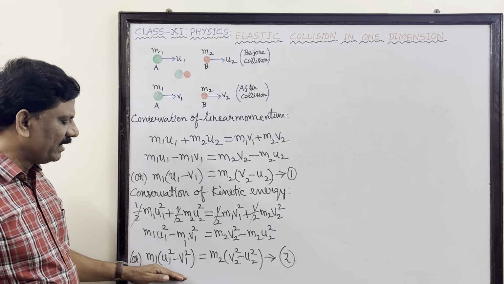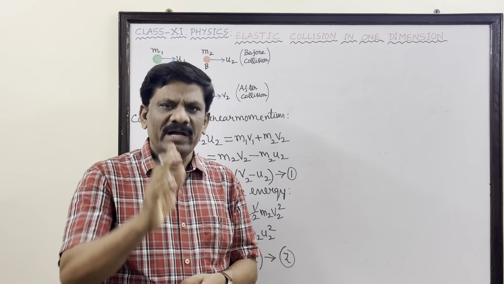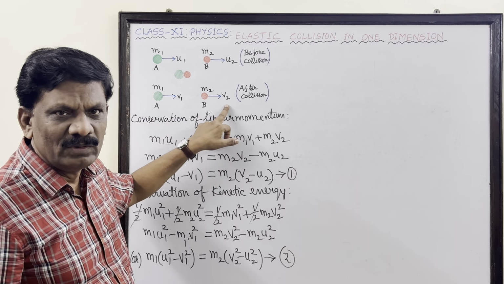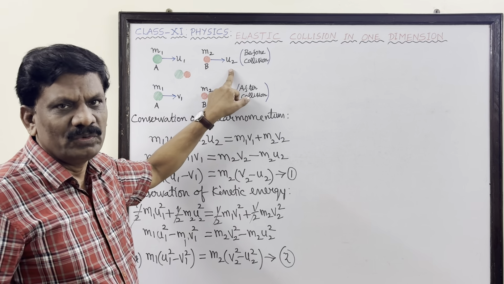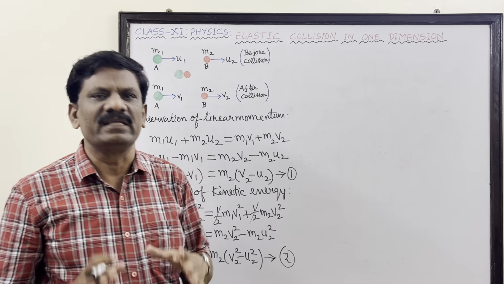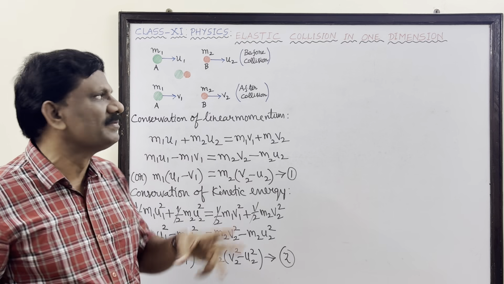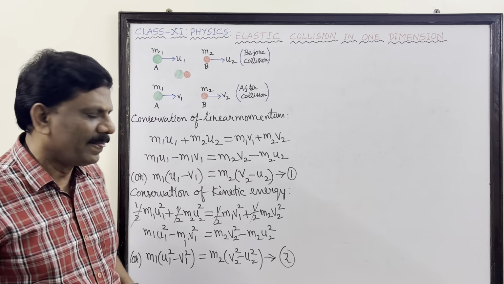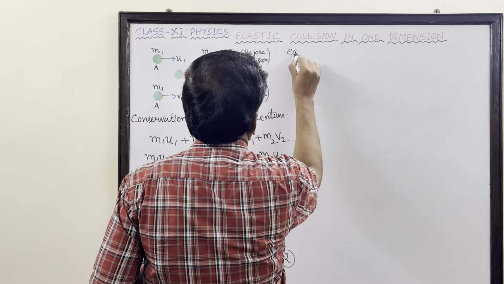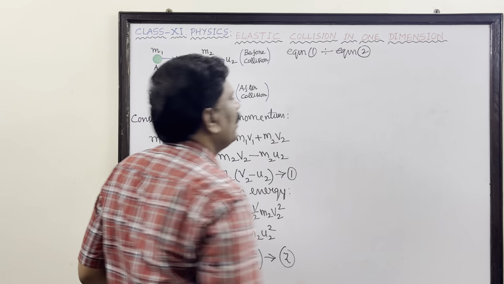Now I am going to divide the second equation by the first equation. What for? I want to derive the expression for the final velocities after collision, that is v1 and v2, in terms of u1 and u2. This is for solving numerical problems. So in this final derivation we have to get the expression for the final velocities v1 and v2 in terms of u1 and u2. That is why I am going to divide the second equation by the first equation.